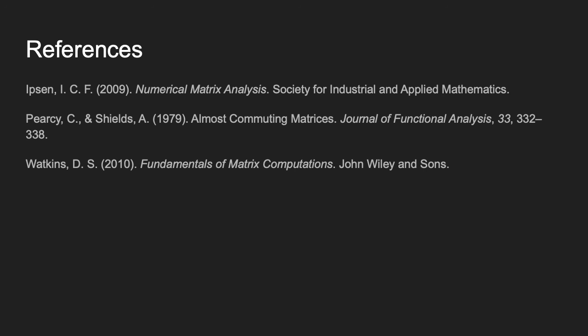The references consulted for this research and presentation are Numerical Matrix Analysis, a 2009 textbook by Ipsen, Fundamentals of Matrix Computations, a 2010 textbook by Watkins, and Almost Commuting Matrices, a 1979 paper in the Journal of Functional Analysis published by Pearcy and Shields.